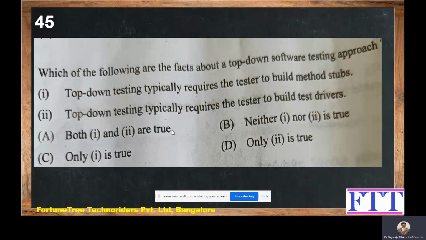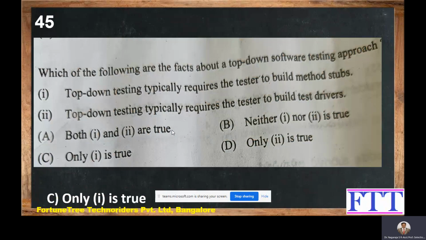45th question. Which of the following are the facts about the top-down software testing approach? First, top-down testing typically requires the tester to build a method stub. Second, top-down testing typically requires the tester to build the test drivers. Option A, both 1 and 2 are true. Option B, neither 1 nor 2 is true. Option C, only 1 is true. And option D, only the second one is true. So the right answer is option C.